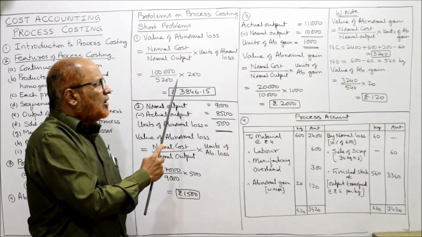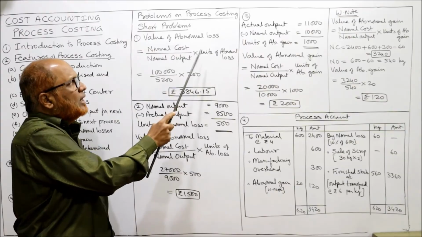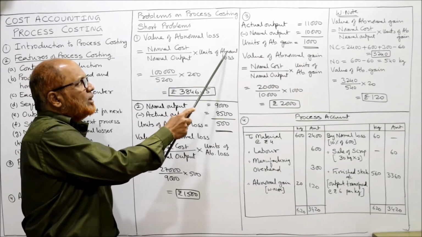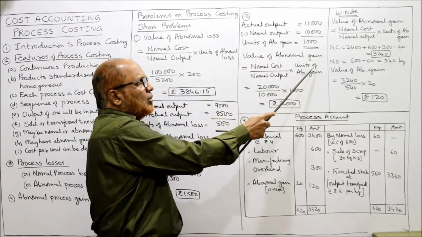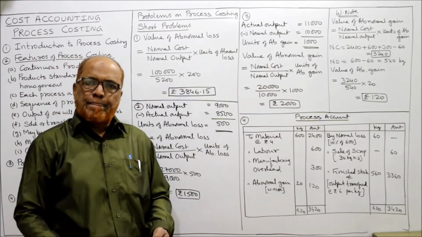The formula for value of abnormal loss and value of abnormal gain both are same. The only difference is here we have to write down units of abnormal loss, here you have to write down units of abnormal gain. That's it. So 2,000 rupees is the value of abnormal gain.